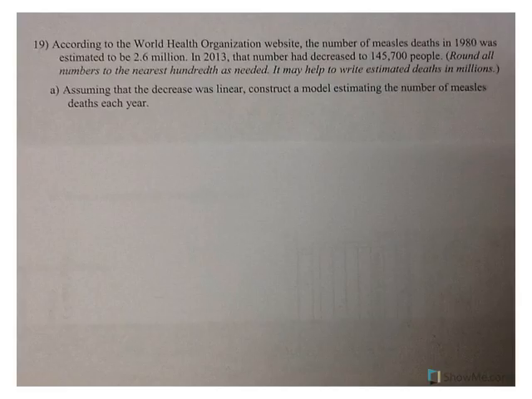According to the World Health Organization website, WHO, the number of measles deaths in 1980 was estimated to be 2.6 million. In 2013, that number had decreased to 145,700 people. Did you know that people still died from the measles? I did not know that, but it is true. It happens. Assuming that decrease was linear, construct the model.